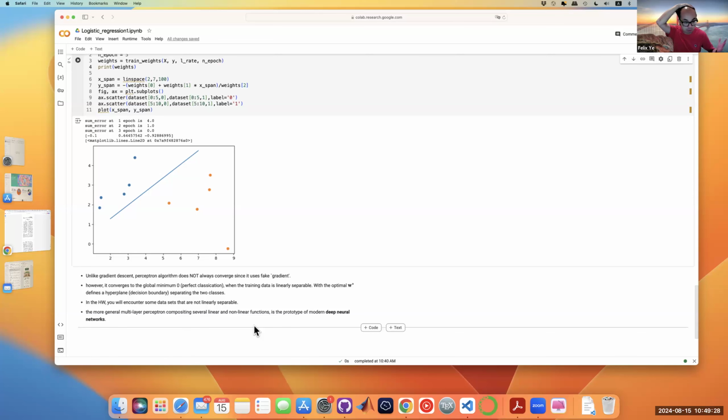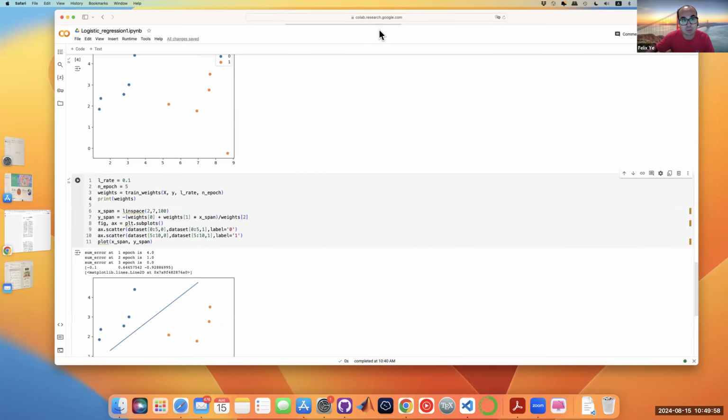In a more general multi-layer setting, you can stack them together and compose several linear and nonlinear functions. This is the prototype of the modern deep neural network. Toward the end of the semester, we're going to talk about many new materials and new topics on deep neural networks, and we will review this part later on. Okay, so that's all for this part for now.